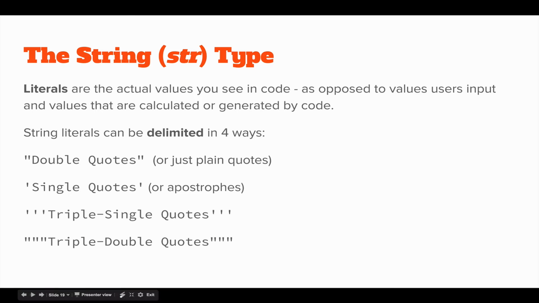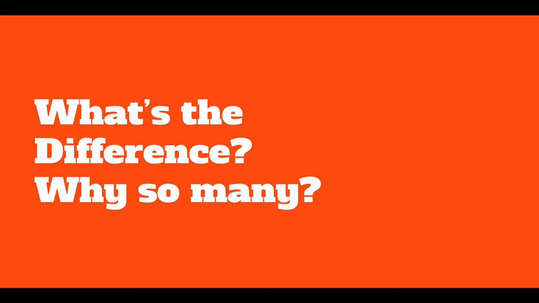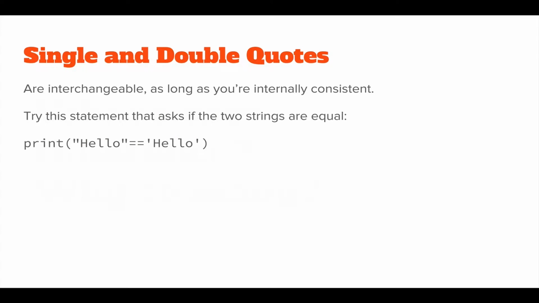You can delimit strings in four different ways. Delimit means the symbol that starts and ends the string. So there's double quotes, or just plain quotation marks, single quotes, triple single quotes, and triple double quotes. And each of those has its own purpose and appropriate use. So what's the difference? Well, single quotes and double quotes are mostly interchangeable.